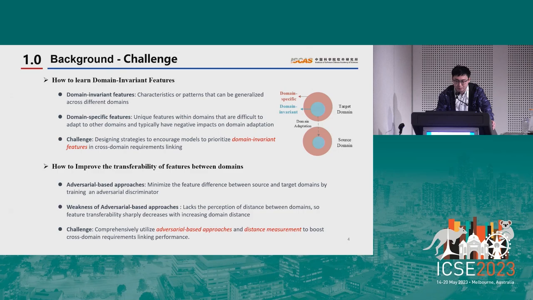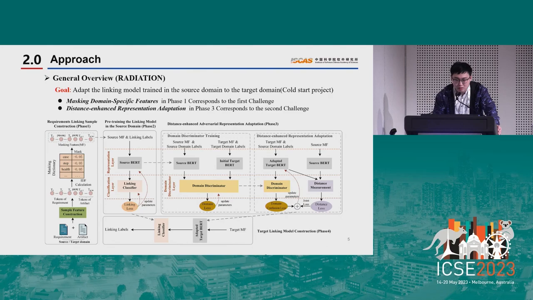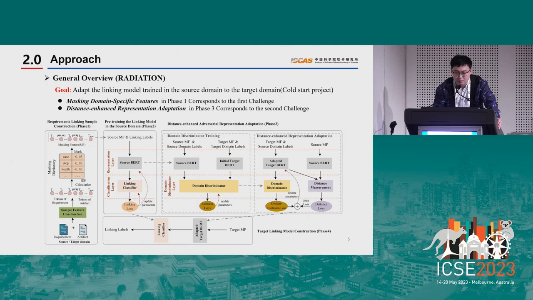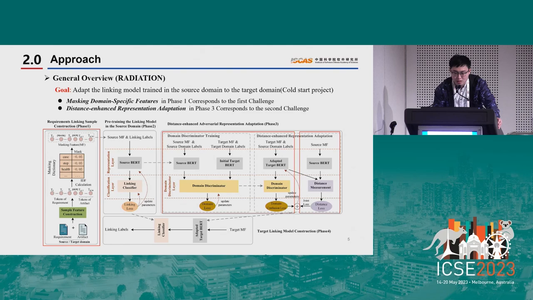To address the above challenges, we propose a cross-domain requirements linking approach via adversarial-based domain adaptation, named ReDAS, to adapt the linking model trained in the source domain to the target domain. Well, this part of phase three is the basic framework of adversarial-based learning. We train the adaptive target BERT against the domain discriminator by changing the domain labels. Phase one aims to mask domain-specific features for better learning domain-invariant features, which corresponds to the first challenge. And this part of phase three aims to introduce the distance measurement component into the adversarial-based framework to minimize the distance between the two domains for better improving the transferability of features, which corresponds to the second challenge.